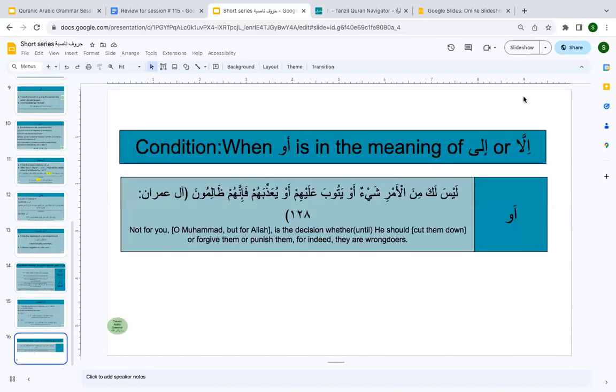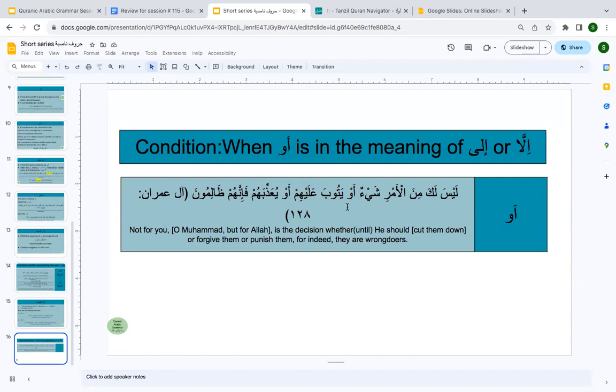So then is your last particle, after which you can see mudare mansoob, and that last particle is aw, and you can see here laysa laka min al-amri shay'un. Not for you, Muhammad sallallahu alayhi wasallam, but for Allah. Aw yatuba alayhim aw yu'adhiba. You are seeing a mudare mansoob after aw, and this is mansoob because of, again, an mudmira. Okay, there is a hidden an after aw which made mudare mansoob.